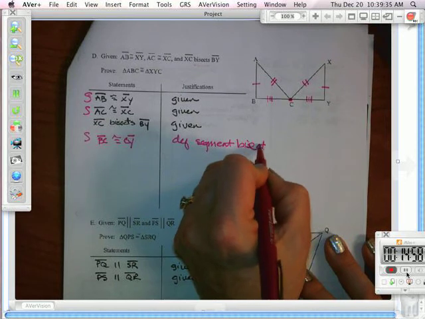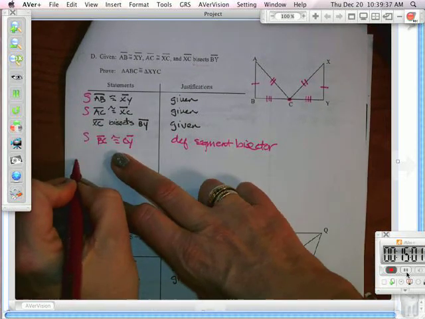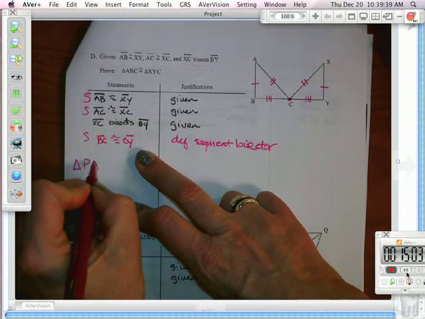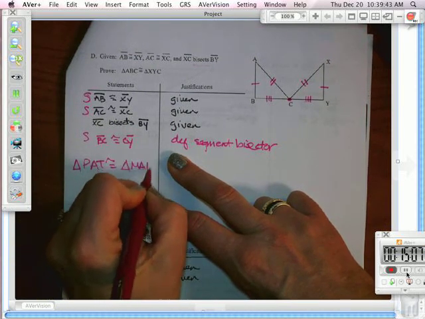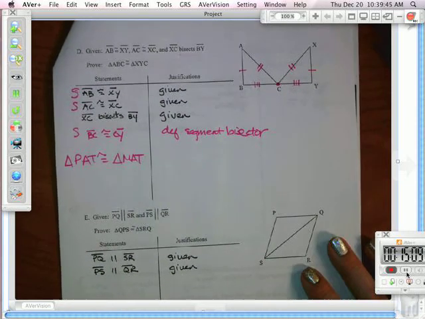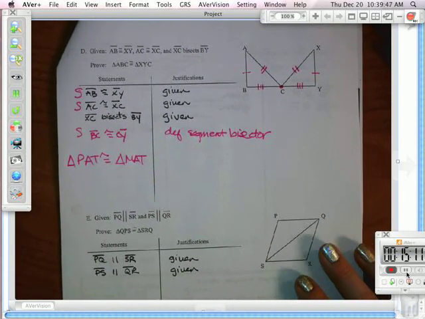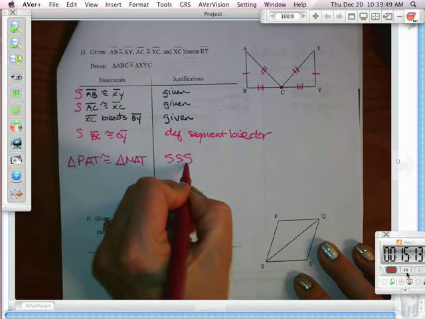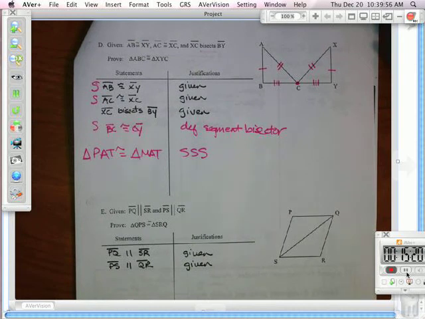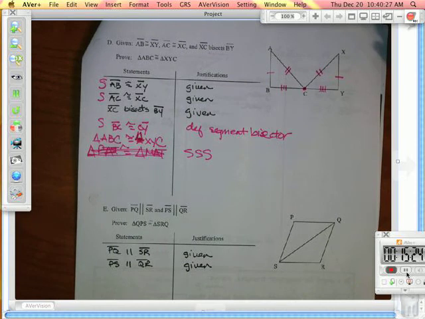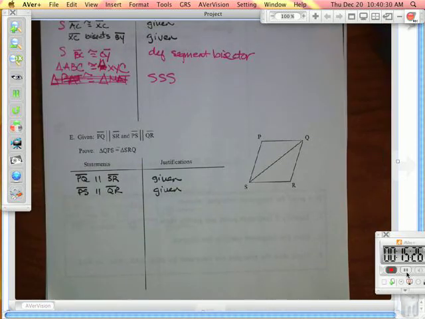And then I can do my statement. Triangle PAT is congruent to triangle MAT based on what postulate? Which postulate did we use? Side, side, side. That's really the only extra thing you had to write down. Hold on. All right, I'm not going to write this one all out, but I want us to decide together which postulate it would be.